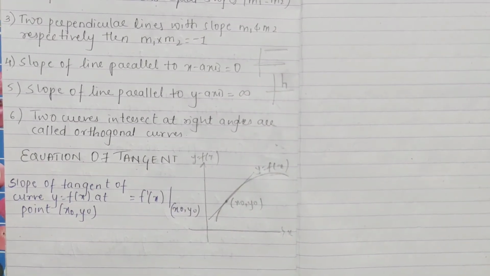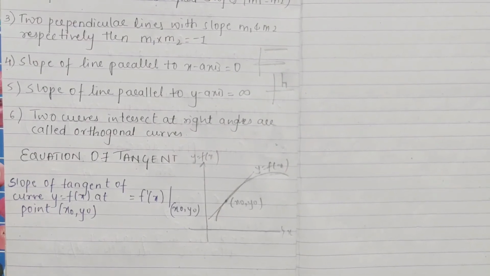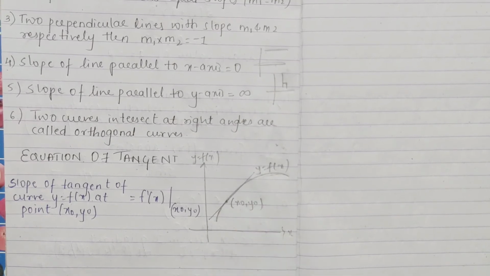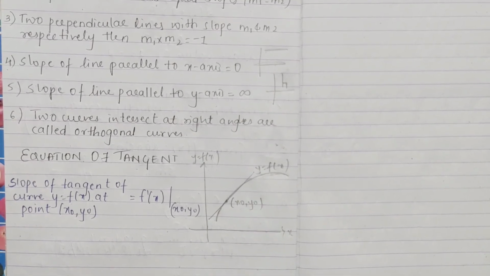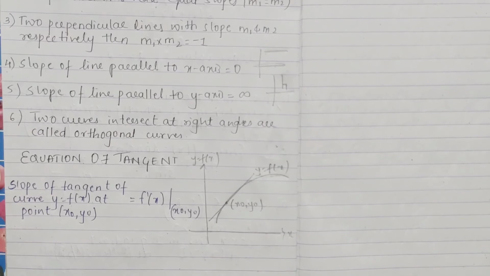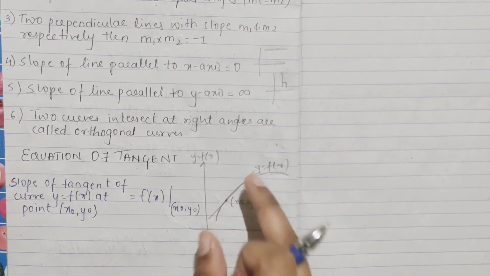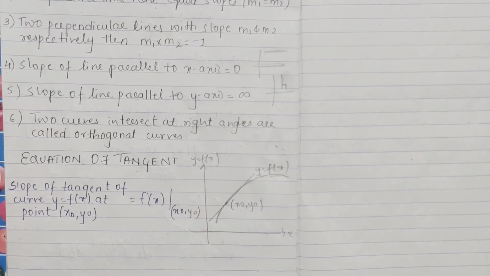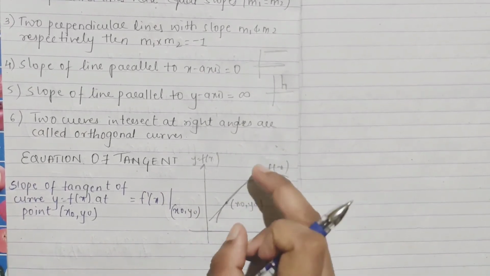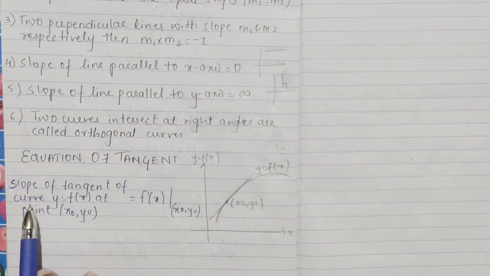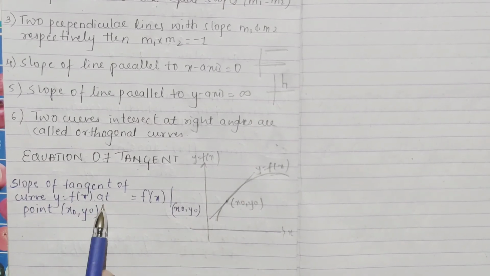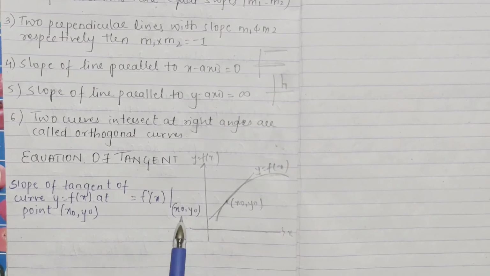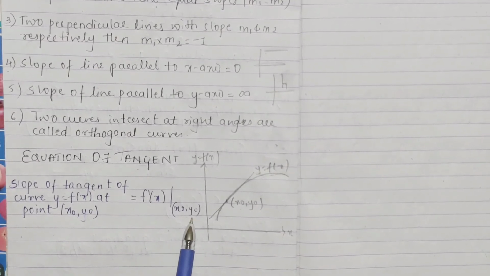Before that, we should know the slope of a tangent, because this is what gives the tangent its slope. We have a point, so we can find the slope. How is the slope of the tangent found? By taking the derivative of f of x. So the slope of the tangent to the curve y is equal to f of x at the point (x naught, y naught) is f dash of x at that point, right?